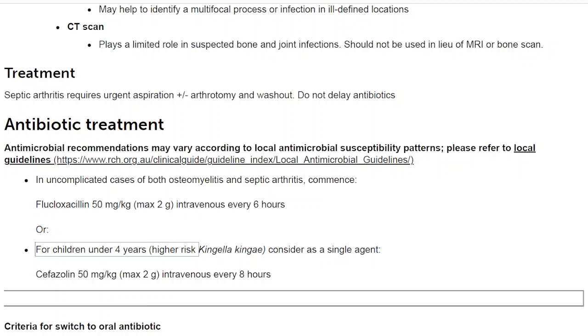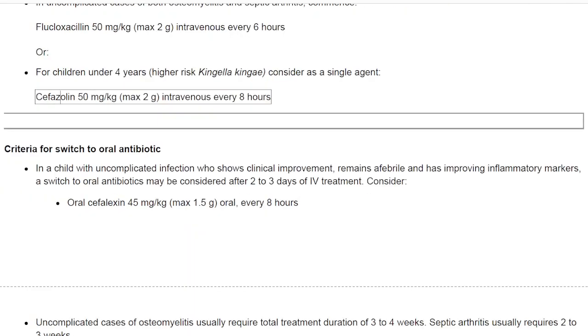Or, for children under 4 years, higher risk of Kingella kingae, consider cefazolin as a single agent. Cefazolin 50 mg per kilogram, max 2g, intravenous every 8 hours.